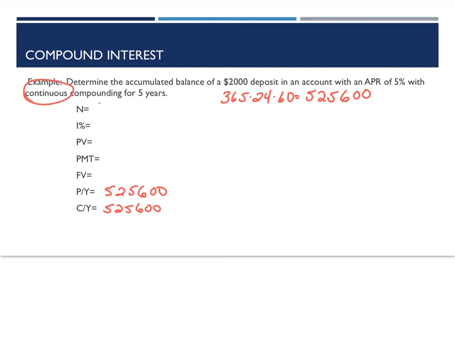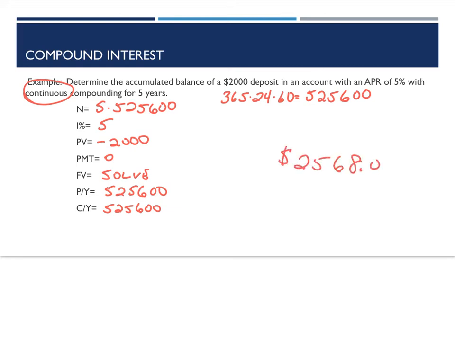Which means 5 years of continuous is 5 times that, and the rest of this is as you're used to. 2,000, APR of 5%. We're solving for how much we have at the end, and we are not making any payments yet. This would give you 2568.05.